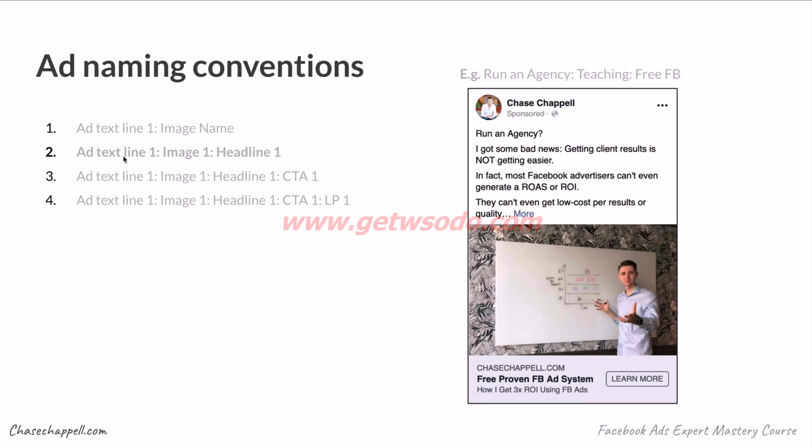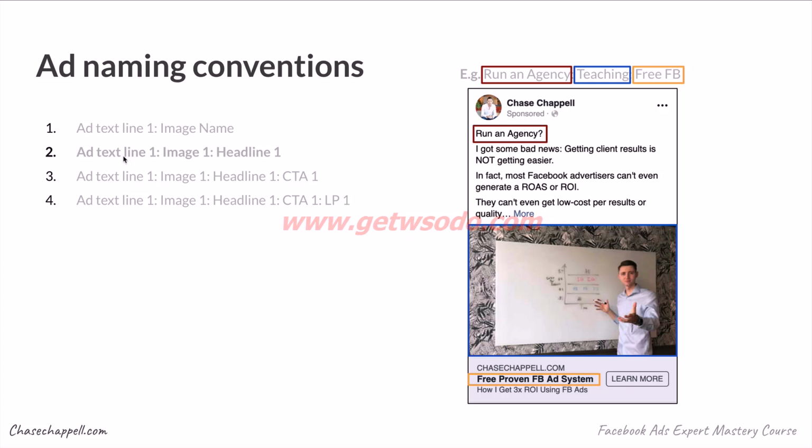Don't overthink this. Now here's the naming convention broken down further so you can visually see how to name your ads. So you can see run an agency is just the very first line from my ad text. That is why it is called ad text line 1. Then you can see I put teaching for the image, and I am teaching. And then the headline, free Facebook, because in my headline, that's also there, and it is short.